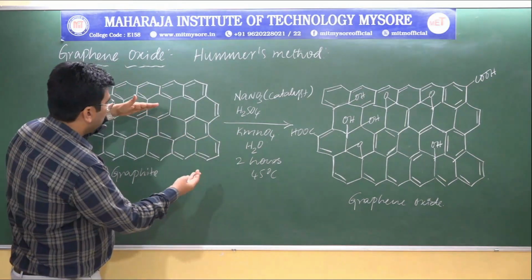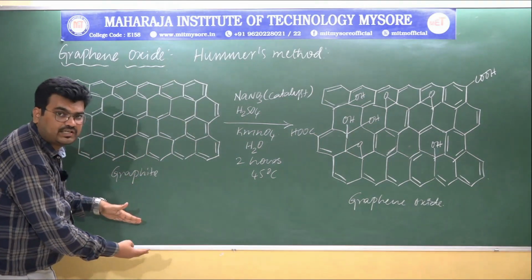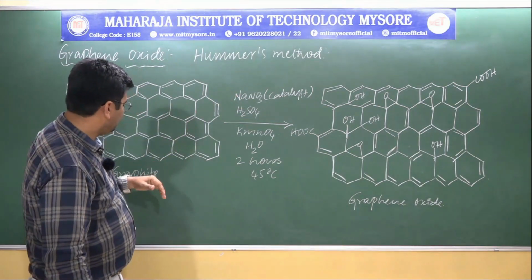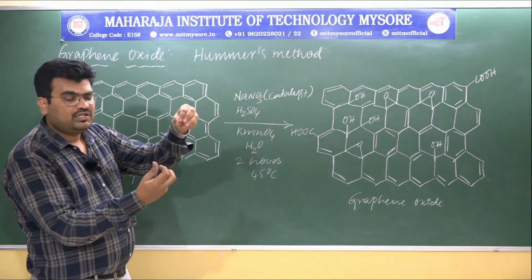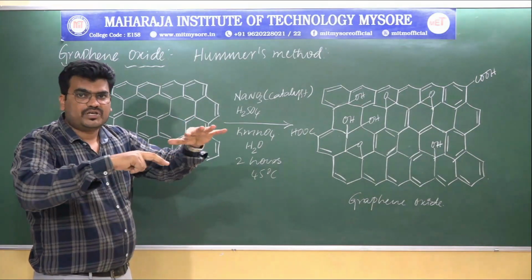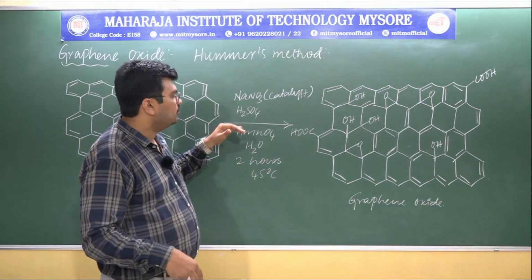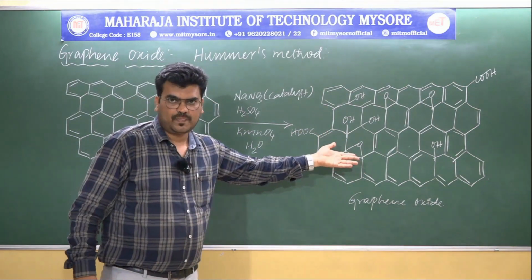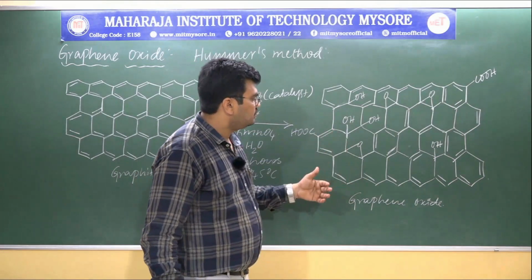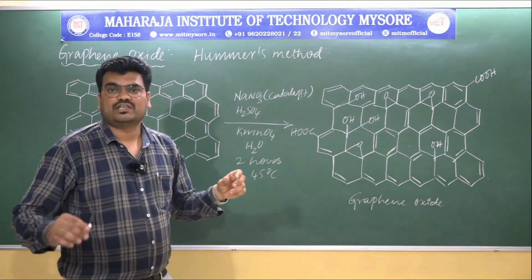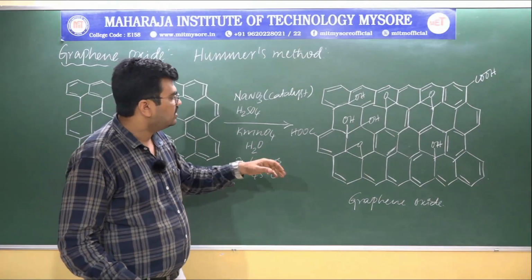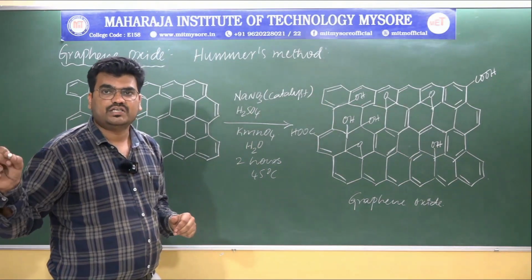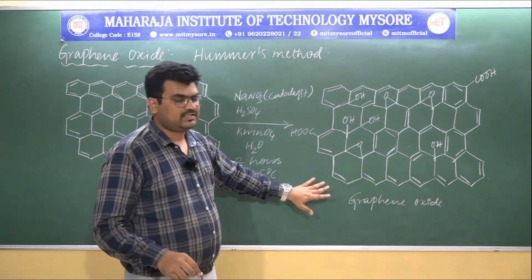There are so many graphene sheets, carbon atom sheets, here. If you treat with this, the sodium ions as well as nitrate ions are going to stack between the layers, so that it will help us to separate the sheets, and the KMnO4 goes into that layer and oxidizes some of the carbon atoms. Whatever product we get is called graphitic oxide. If you further treat that graphitic oxide with water and subject it to ultrasonication, you are going to get graphene oxide.